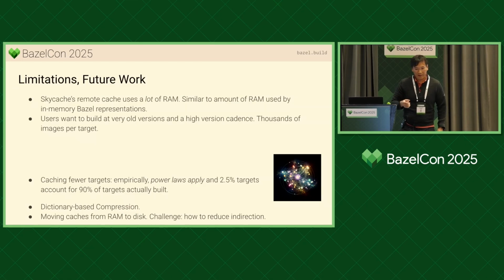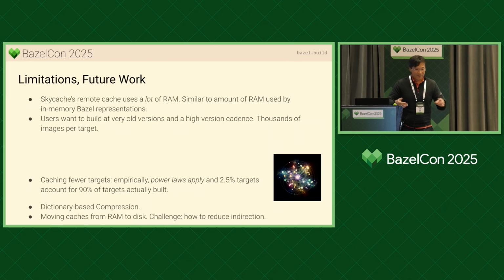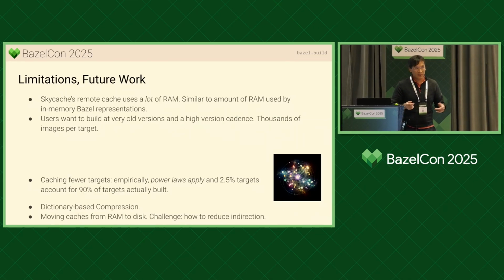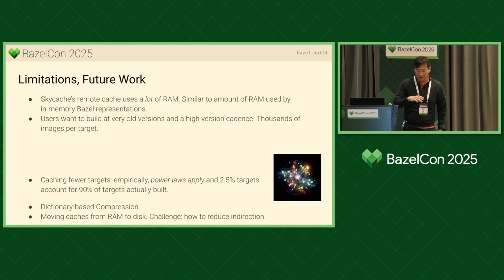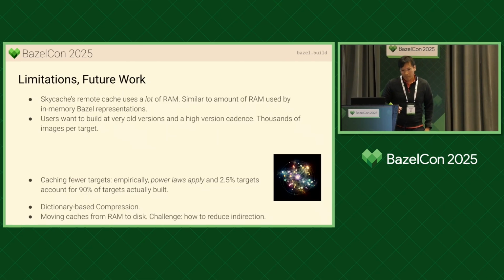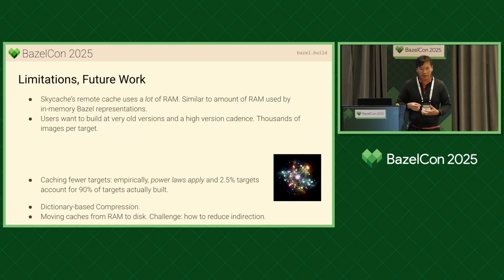That coupled with the fact that one of our really, really important clients wants to have very, very old versions and a high version cadence. So that means we have to persist thousands and thousands of images per target that they're interested in caching. And currently that's actually infeasible for us given the size of those targets, the number of them, and the cadence. This is our main limitation, and there are things we're looking into.